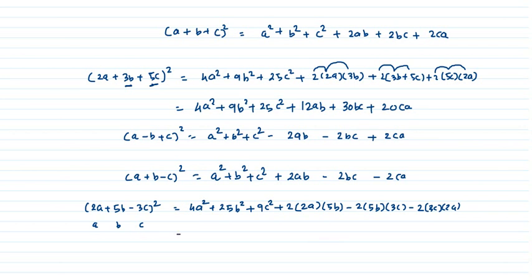Now very simple: 4a square plus 25b square plus 9c square, plus 2 2s are 4, 5s are 20, 20ab, minus 5 2s are 10, 3s are 30, 30bc, minus 2 3s are 6, 2s are 18, 18ca. See, this is your square format.